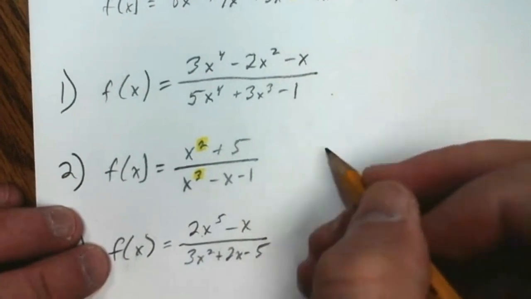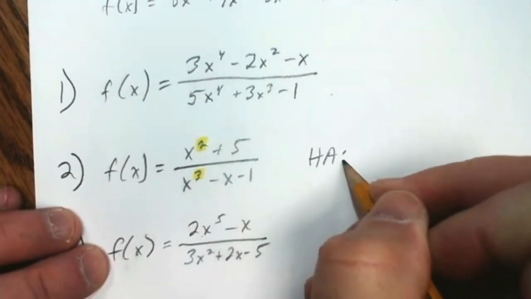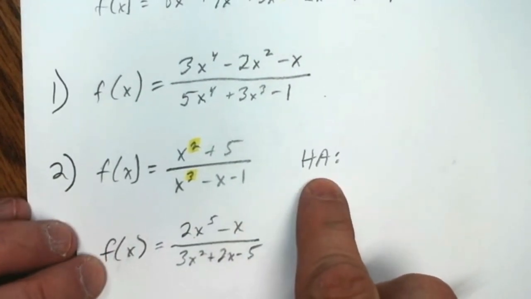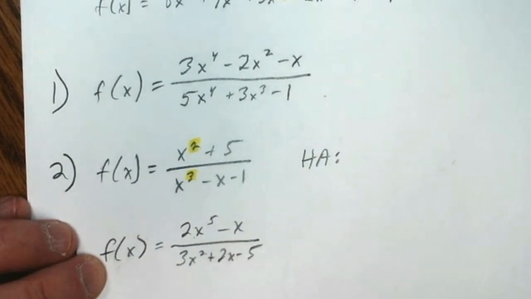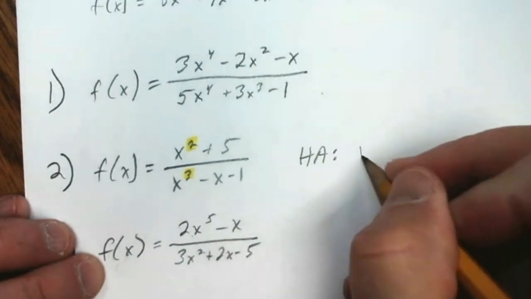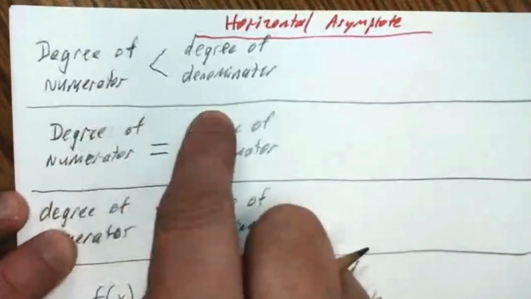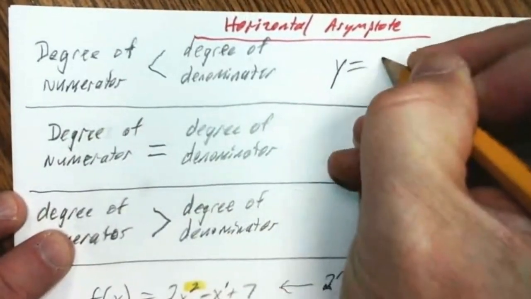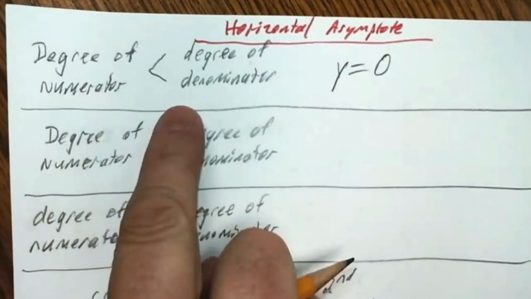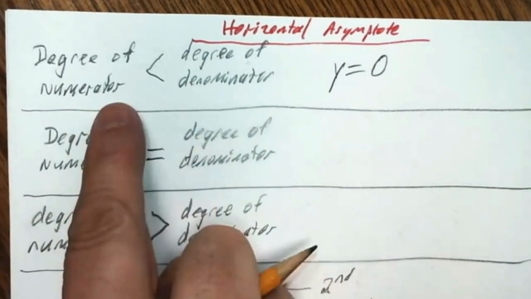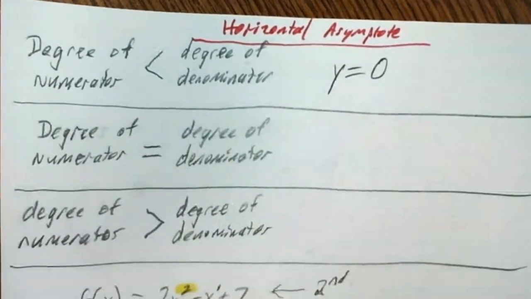So in this case, the horizontal asymptote, I'm just going to abbreviate that. Horizontal asymptote for this one will be y equals 0. Anytime that the degree of the numerator is smaller than the degree of the denominator, it's y equals 0. It's the x-axis. It never touches it. Anytime. Degree of numerator, degree of denominator. Let's look at an example of that.